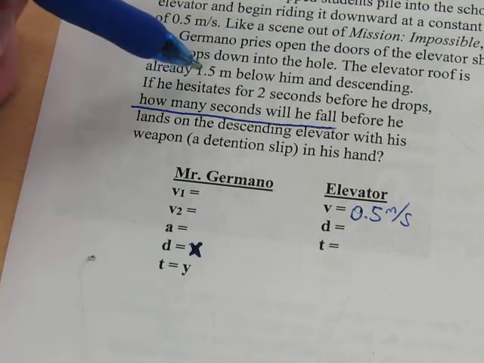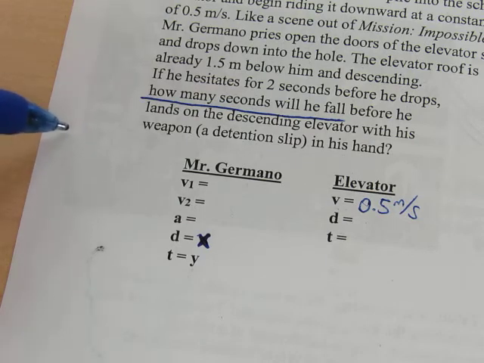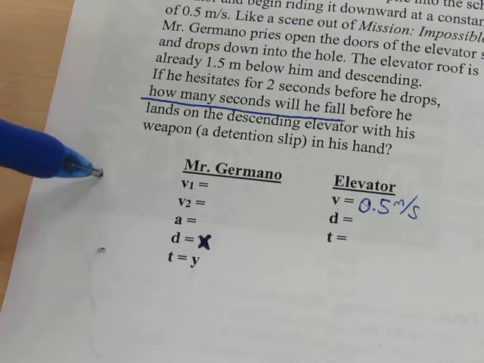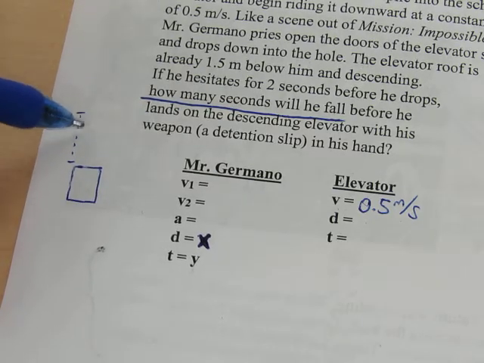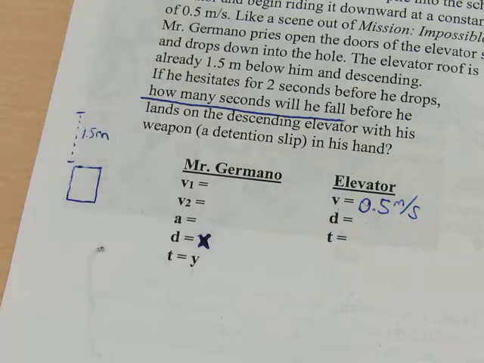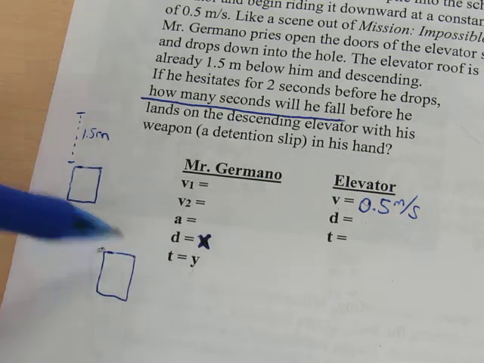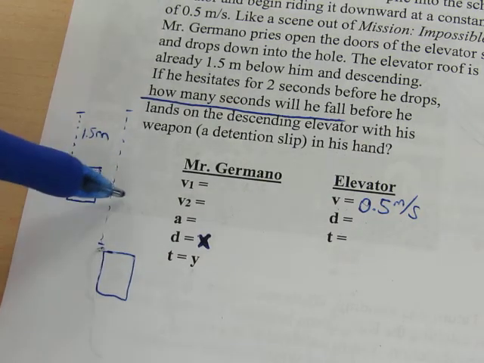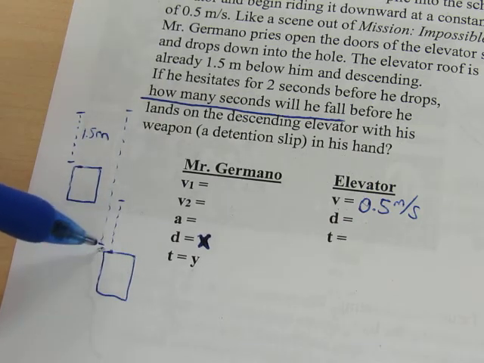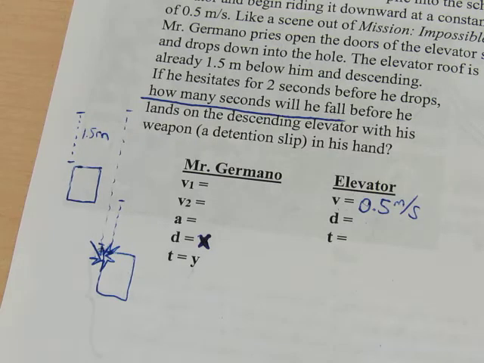Now, what do you do with this 1.5? Let's try and make sense of this very carefully. So, when the elevator door opens, how can I draw this? Here's the elevator. The elevator has already descended 1.5 meters. He's going to jump at that point. The elevator is going to go down further, and he too is going to drop down further. So the elevator is going to descend, and he's going to descend, and they're going to catch up to one another. Think about this very carefully.